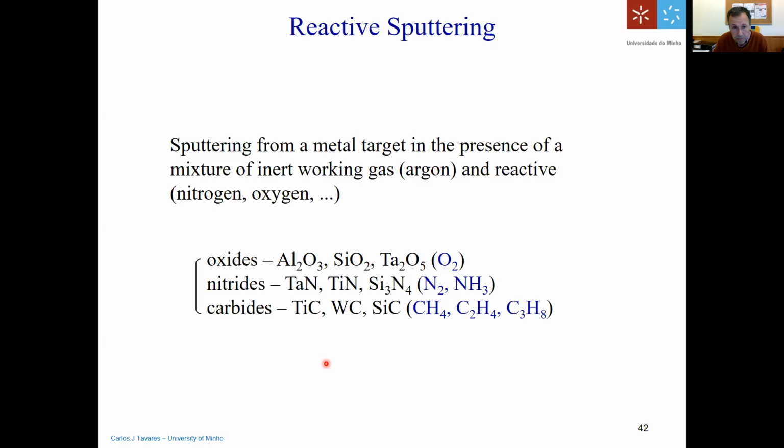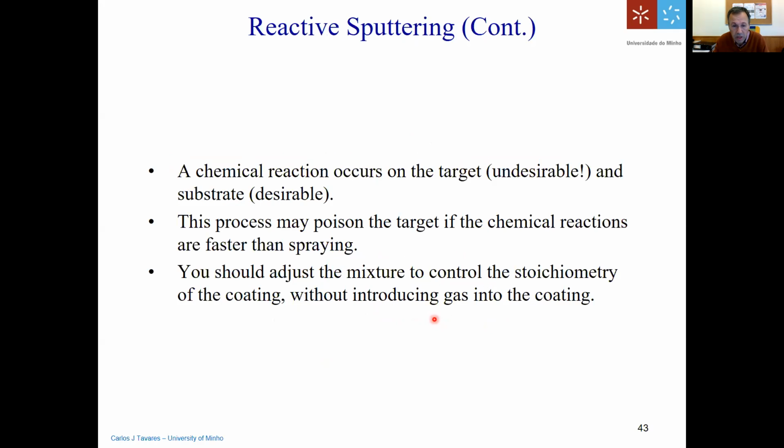can produce metal films by sputtering, using metal targets, and you can also produce compound films. You can produce oxides, nitrides, carbides, when using these reactive gases, which are in blue. For oxides, you use oxygen. For nitrides, you can use ammonia or nitrogen. For carbides, you can use methane, acetylene, acetone, or other chemical reagents that have carbon and hydrogen.